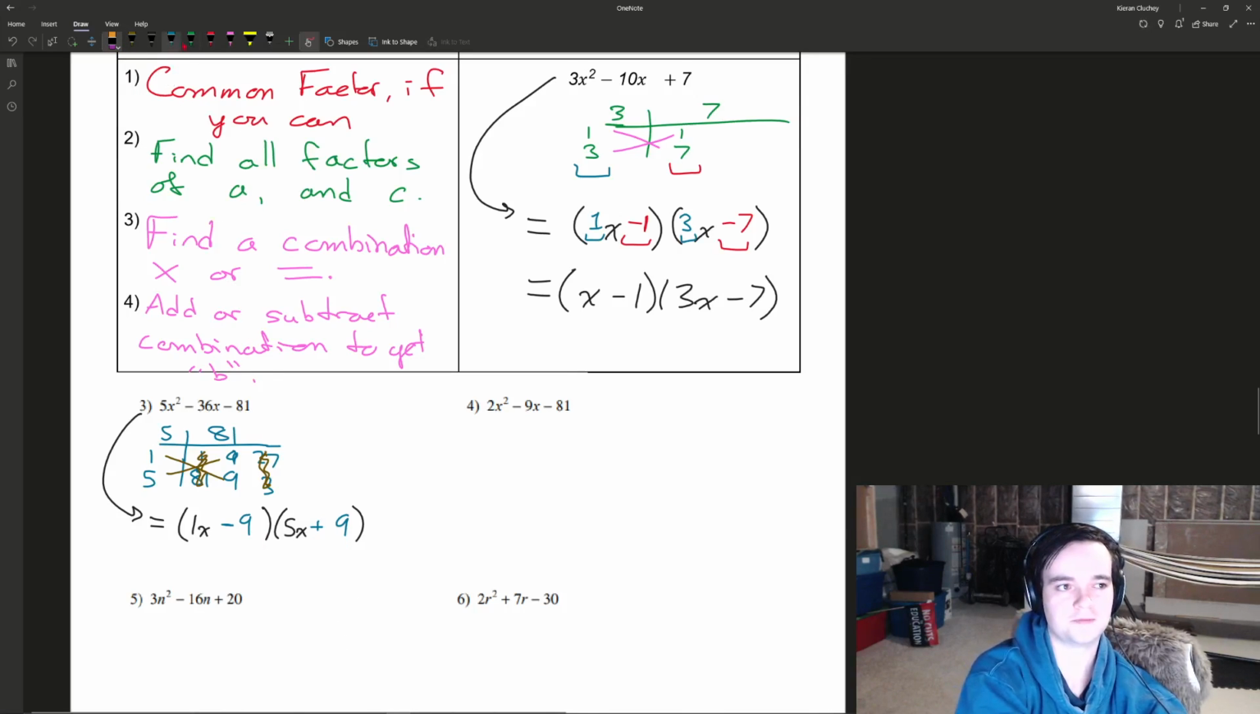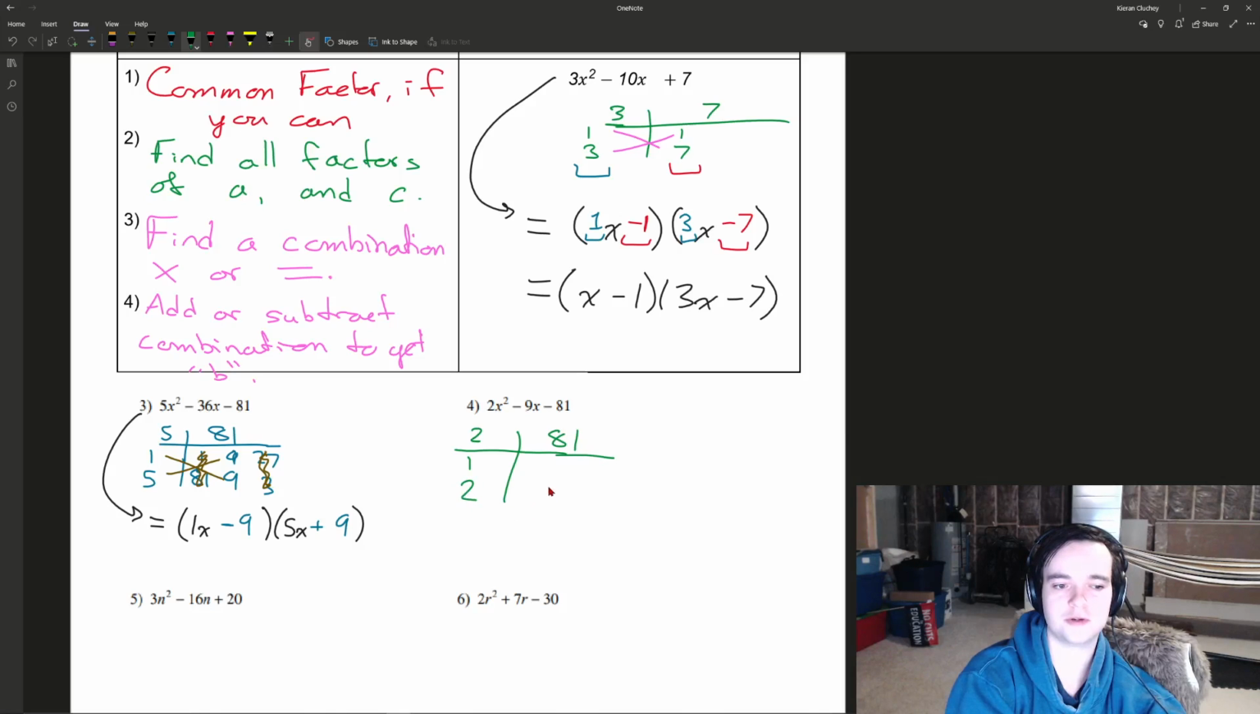There it is factored. Let's go over another example. Again, here I'll look for anything to common factor. 2 does not divide 9 nicely. Neither does it divide 81 nicely, so let's not try to common factor. So I will write out the factors of 2 and the factors of 81.